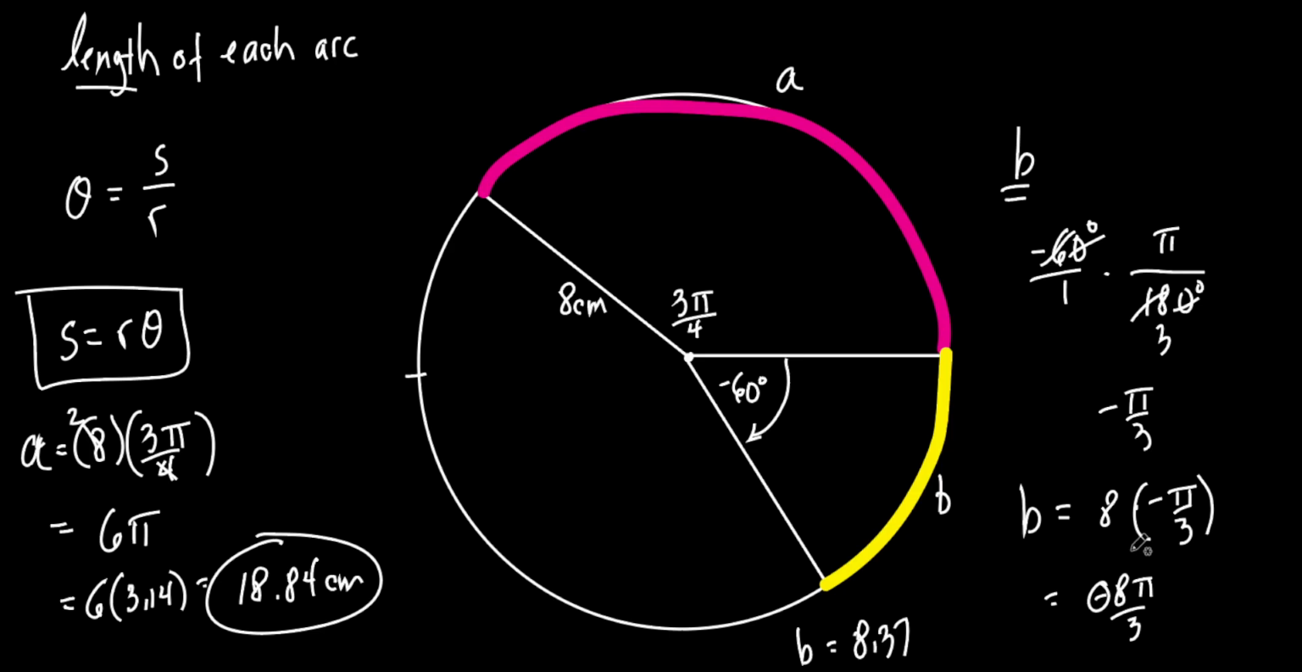Now, does the negative bother us at all? Is it even going to be included? No, because I'm just finding the length of the arc. So even though we have a negative right here, I don't care what direction the length is going. I just want to find out how long the thing is. Take a string, wrap it around the yellow, stretch it out, measure it, and it's about 8.37 centimeters. That's how you do that.